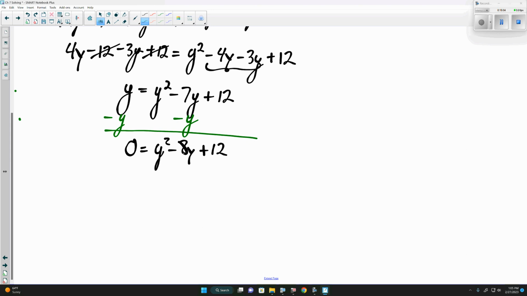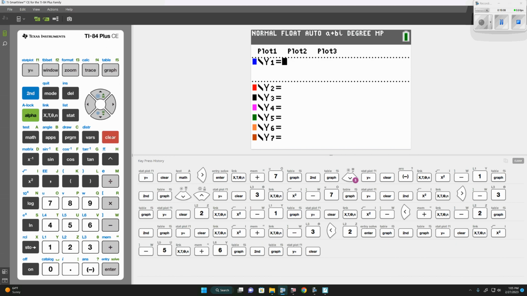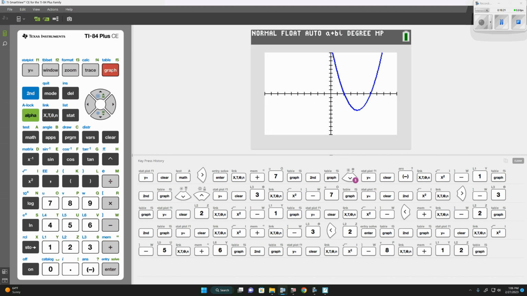Now, on the last one, we went with factoring first. We can try graphing this one first this time. But instead of saying y, we're going to say x, because anytime we plug it in, no matter what the variable is, we use x when graphing. And we do get it to cross at two places.